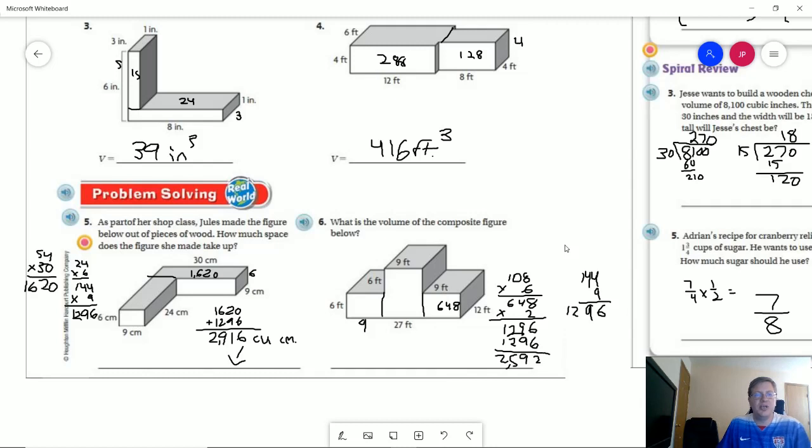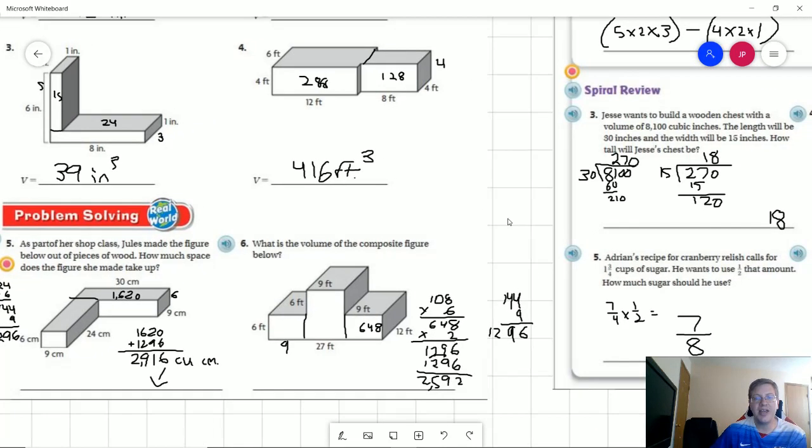For number 5, we are again working with 2 different sections, so we actually have all of the measurements that we need for both sections, apart from we need to carry over the height of 6 centimeters over to here. So if I do 24 times 6 times 9, you can see the answer is 1296 over here. If we do 9 times 6 and then multiply that by 54 and multiply that by 30, we get the answer here. Put both of those together, that would be 2,916 cubic centimeters.